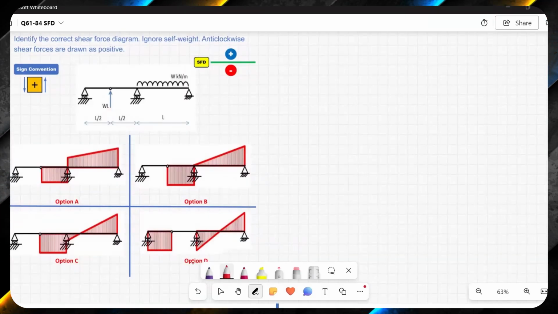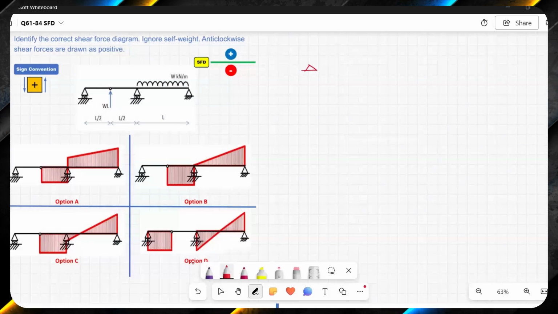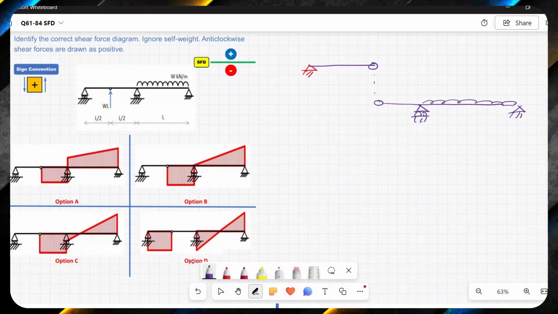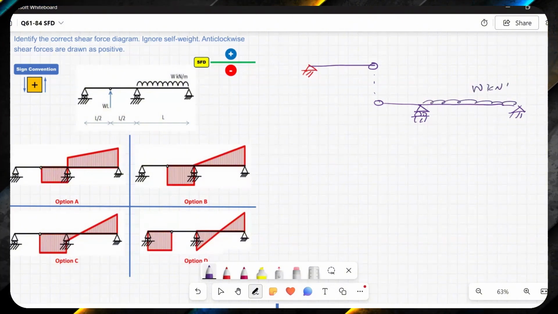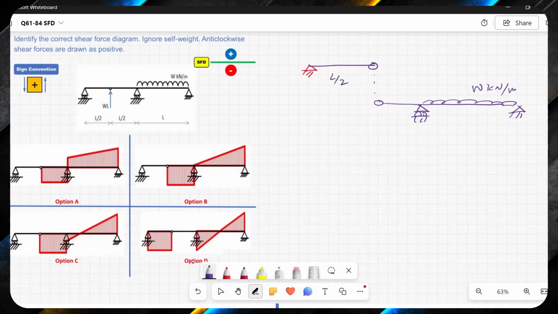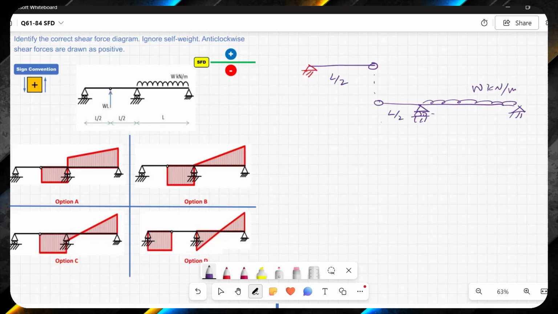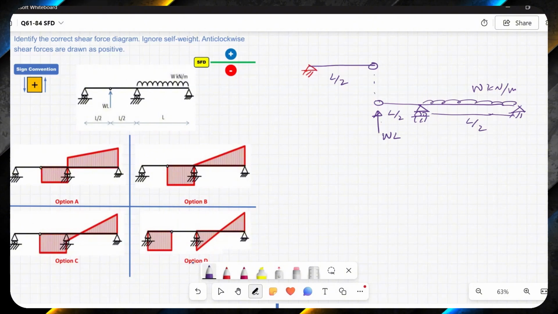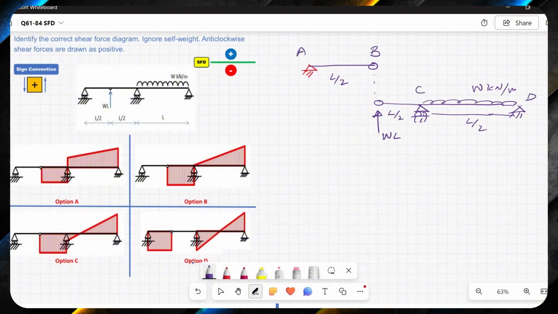So we have these options. Let us isolate the left side and right side. We have a UDL over here, and UDL is W kilonewton per meter, and here it is L by 2, this is L by 2, and here L by 2 as well, and a load of WL is applied over here. And if I call this point A, and call these points B, C and D, let's see what reactions we have from here.